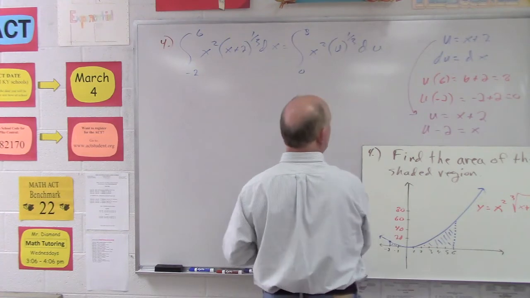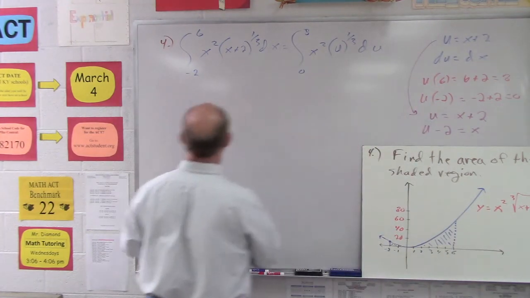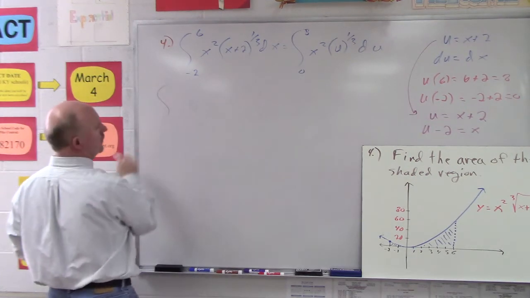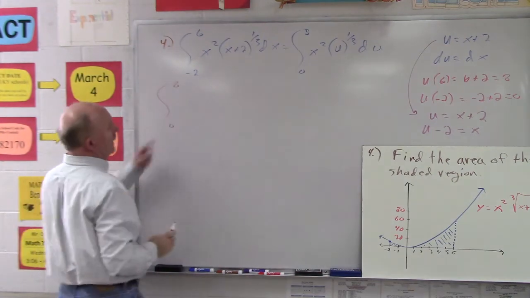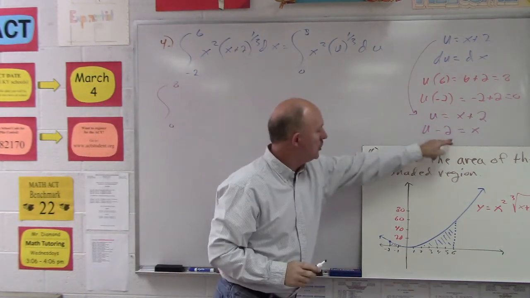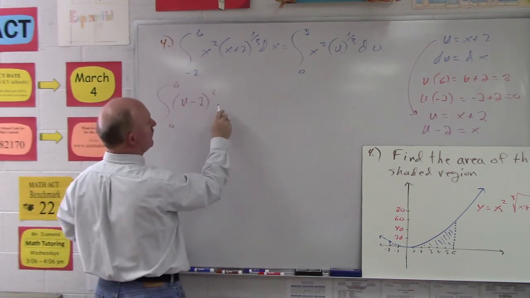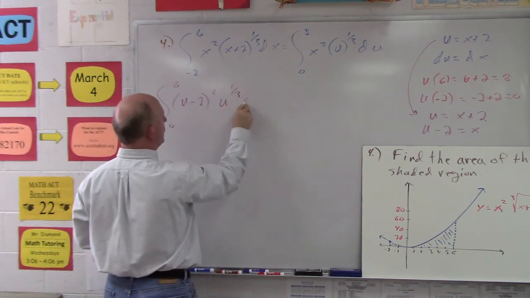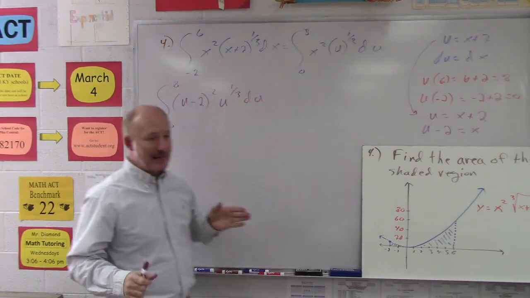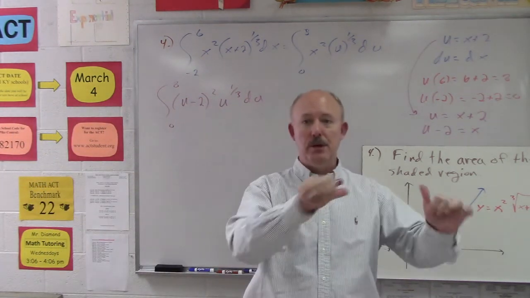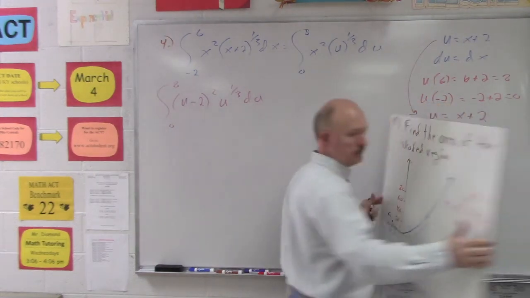I'm going to need a little room here, so I want to erase this. So once again, we got the u minus 2. So we set up our integral now. And this will go from 0 to 8. Instead of x squared, now this becomes a u minus 2 quantity squared, so u minus 2 quantity squared times u to the 1/3 times du. Now, as you look at our integral, all in terms of u, this is what it looks like now.